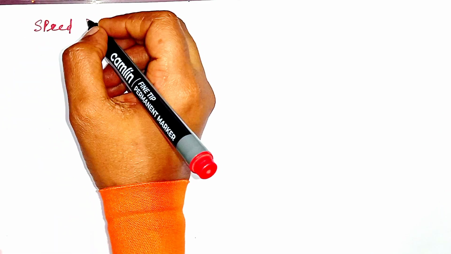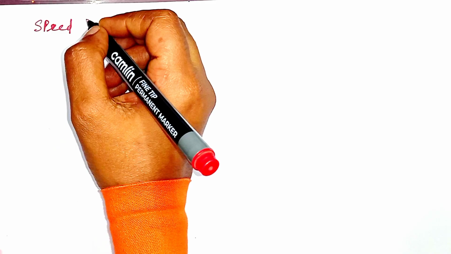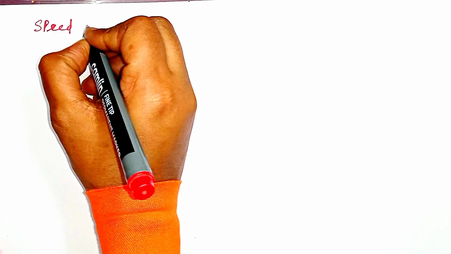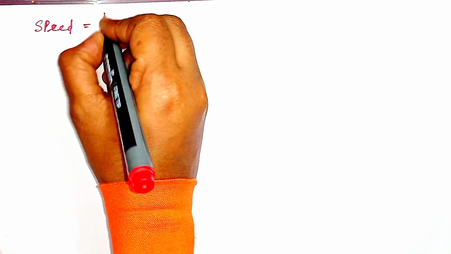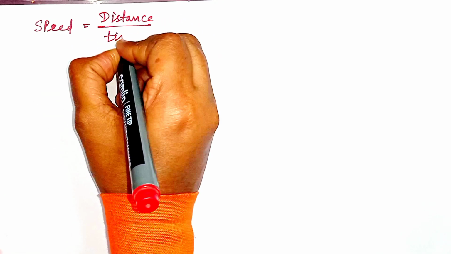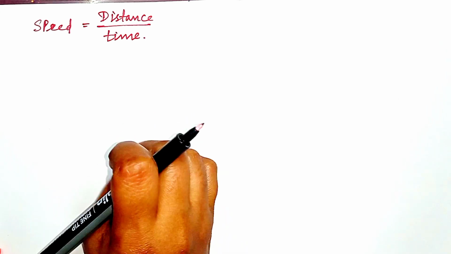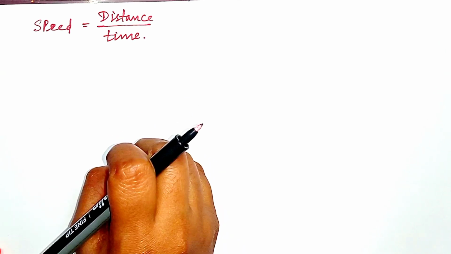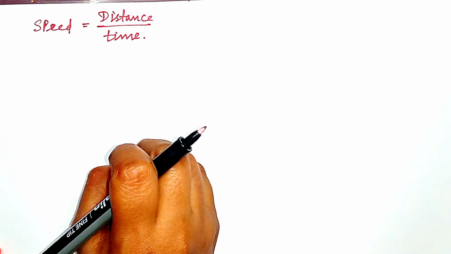Everybody, good morning. I would like to start a chapter on speed, distance, and time. I'll start with the basics. Speed is defined as distance by time. So, in order to find the distance, you'll need to have the information of speed and time.